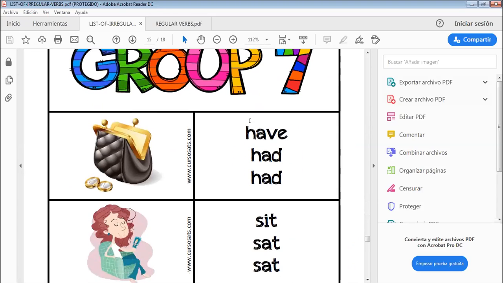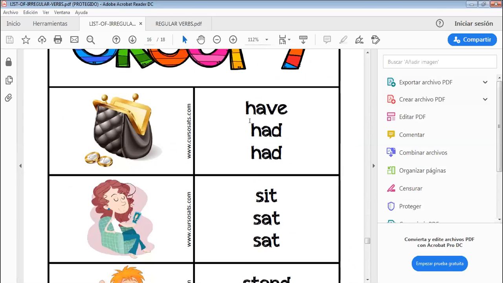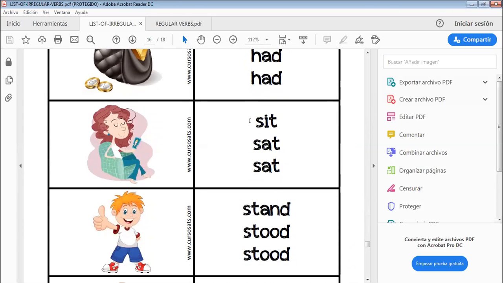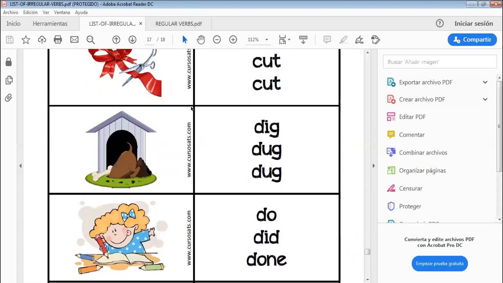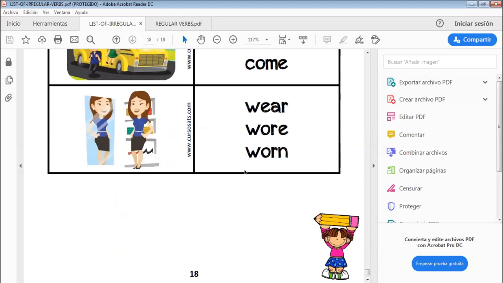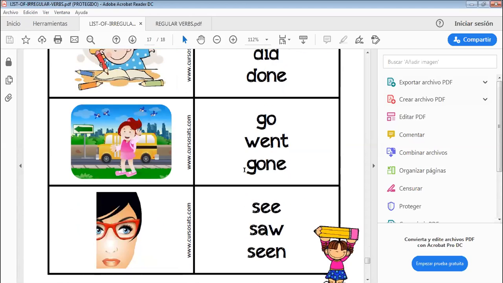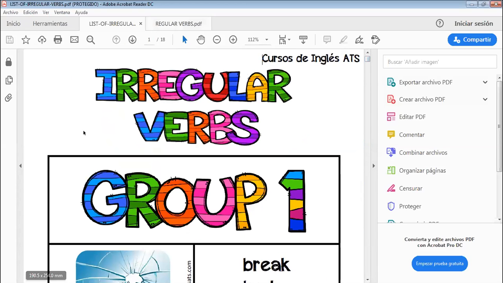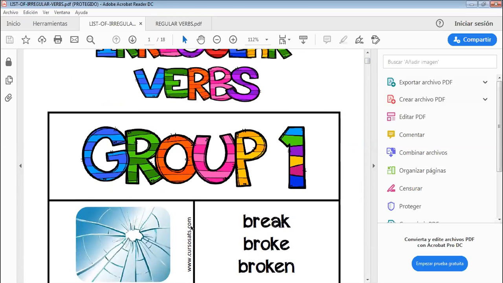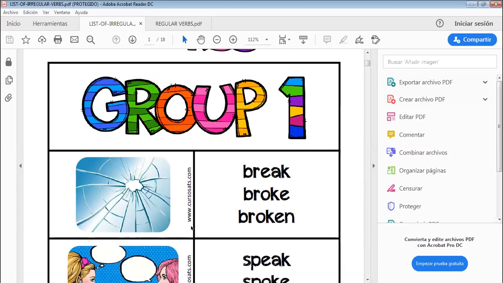Okay, let's see number seven. Have, had, had. Sit, sat, sat. Stand, stood, stood. Understand, understood, understood. And so on. So we are about to finish this. I will share this list with you. But basically what I want to say is that you have to learn them by heart. It means that you need to memorize, to learn, to repeat, to write, and to pronounce, to do a pronunciation exercise with each verb in order that you can identify the simple, the present, the past, and the past participle.